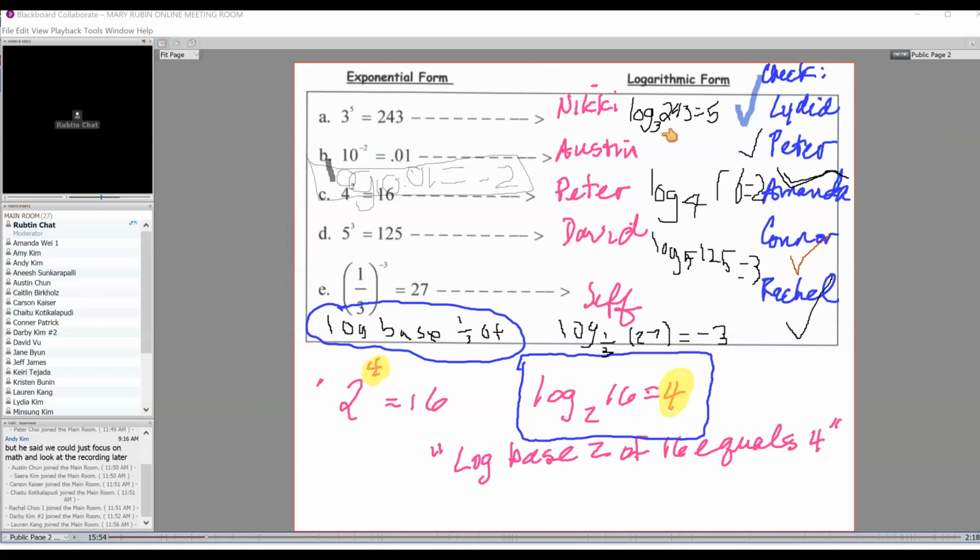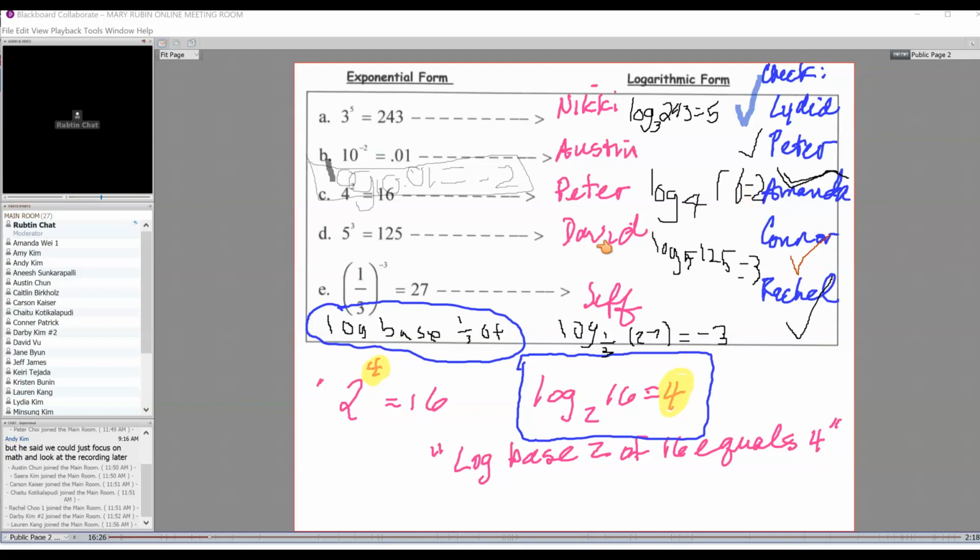Okay, so I've got 3 to the 5th, 243, 4 squared is 16, 5 cubed is 125, 1 half to the negative 3 is positive 27. Notice, it's good that I said negative, because these numbers in here cannot be negative. You can't raise a positive number to a power and get a negative, right?